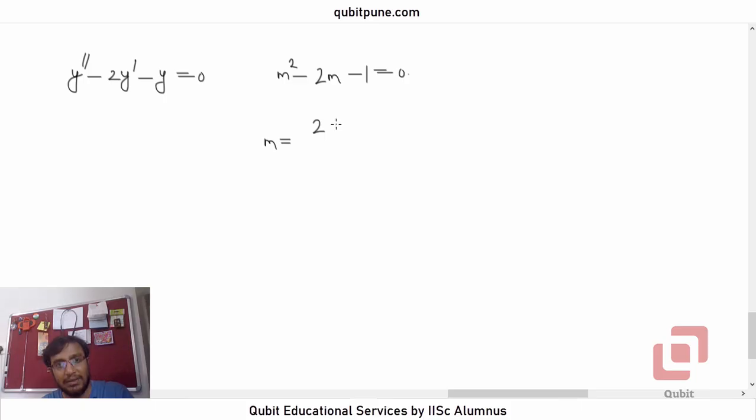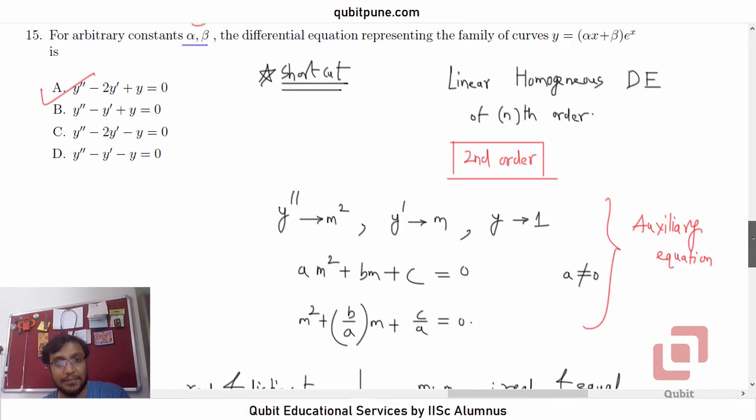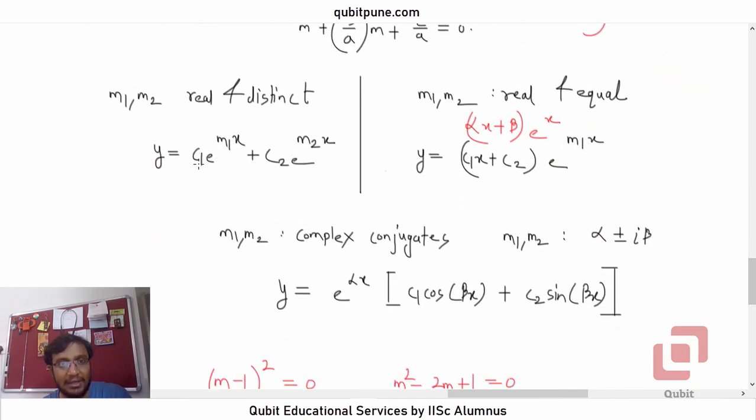m is minus b, so plus 2 plus or minus root of b squared, so 4 minus 4ac, upon 2a. So m is equal to 2 plus or minus root 8 by 2. So it is 1 plus or minus root 2. Yes, root 8 is 2 root 2, 2 will get cancelled. Now these are real and distinct.